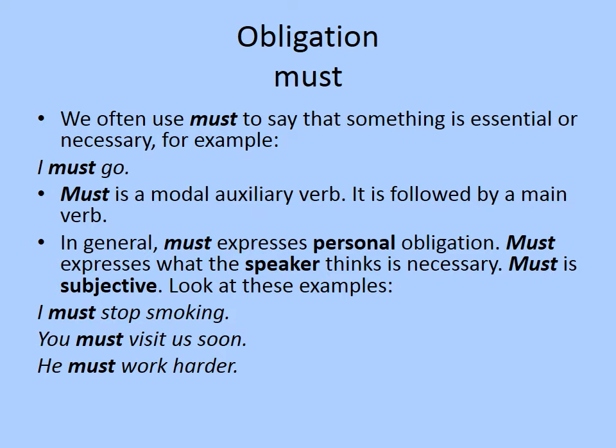Let's see must now as an obligation. We often use must to say that something is essential or necessary. For example, I must go. Must is a modal auxiliary verb. It is followed by a main verb. In general, must expresses personal obligation. Must expresses what the speaker thinks is necessary, which means that it comes from people inside of them. It's personal. Must is subjective. Look at the examples and you can understand. I must stop smoking. You must visit us soon. He must work harder.